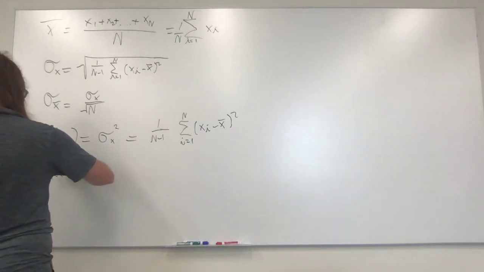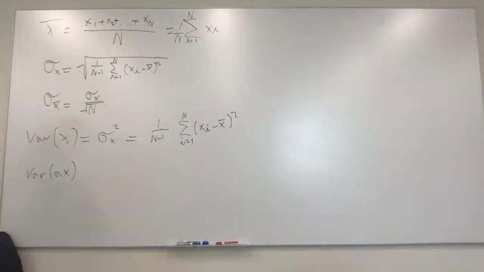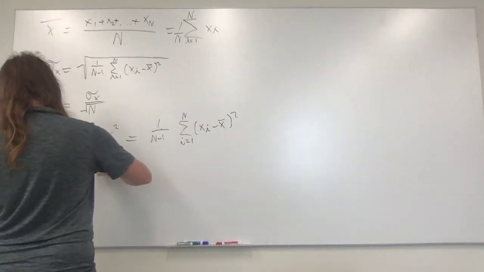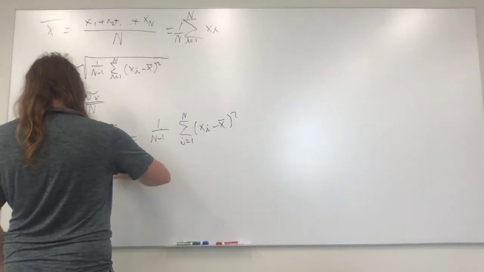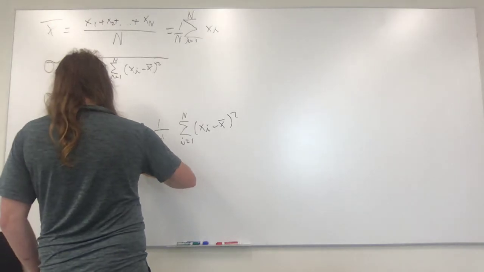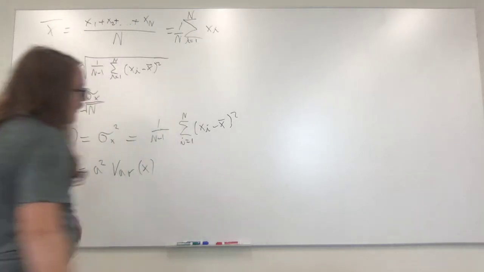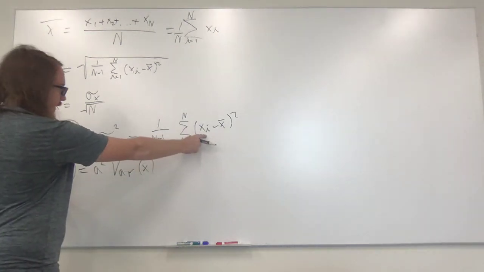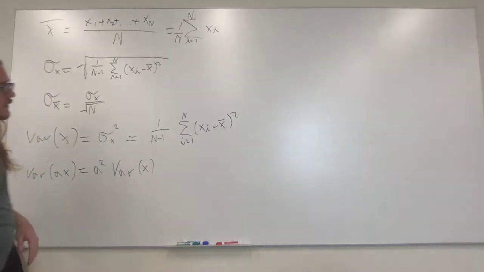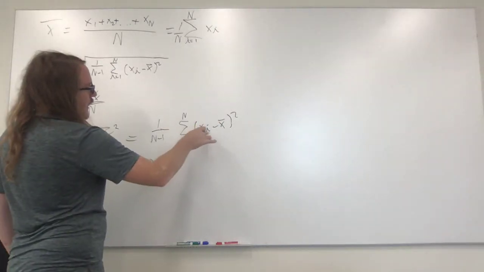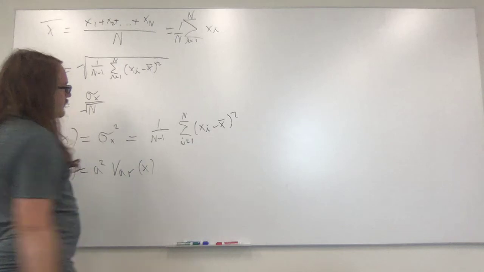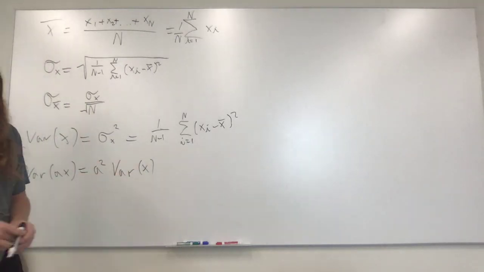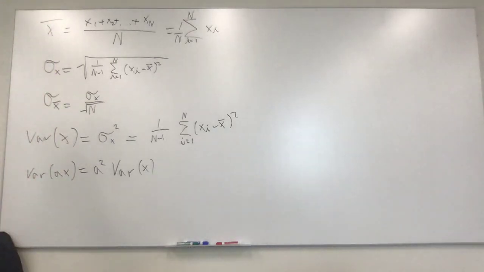First, the variance of a times x is equal to a squared times the variance of x. That is pretty easy to see. If you plug in a x_i instead of just x_i, then you square it, and because it's multiplying every term, you bring it outside and you get an a squared outside. So the variance of a x is equal to a squared times the variance of x.